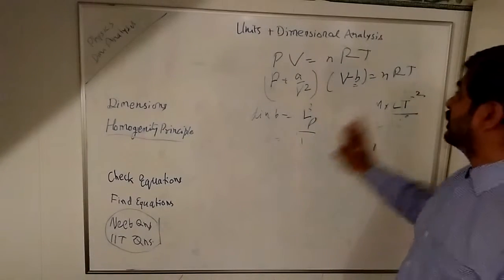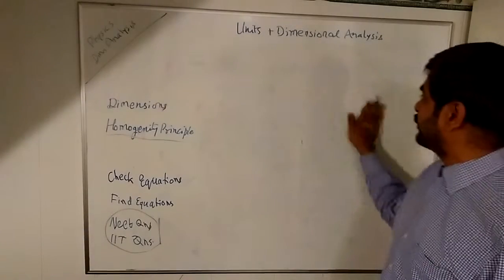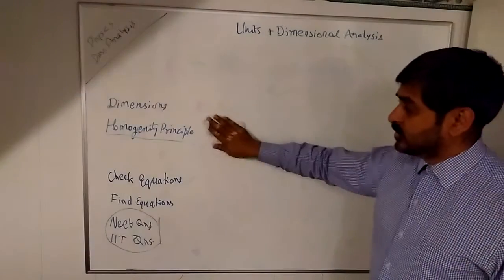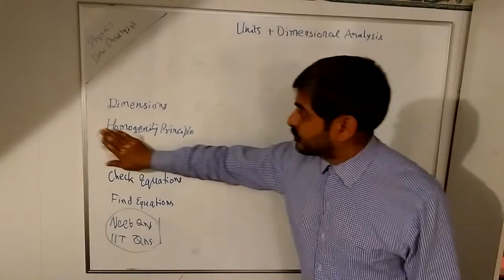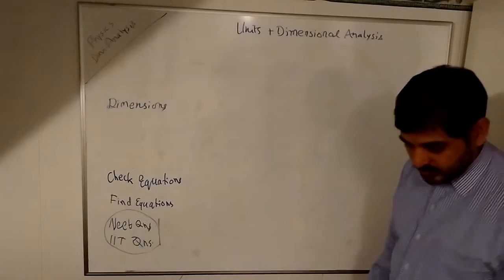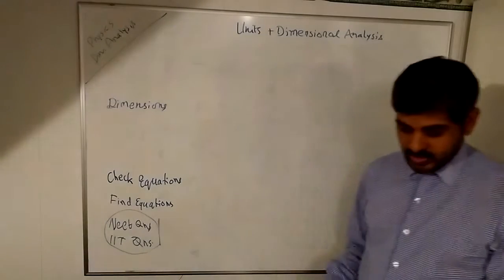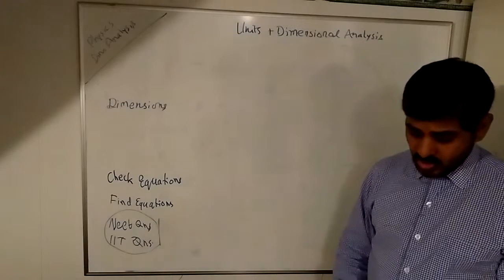Addition and subtraction of the same physical quantity should have the same dimensional formula. So this is the homogeneity principle, you may have some problems because of the homogeneity principle. So the next part we will move on to checking the equations, the correctness of the equation or correctness of the formula.